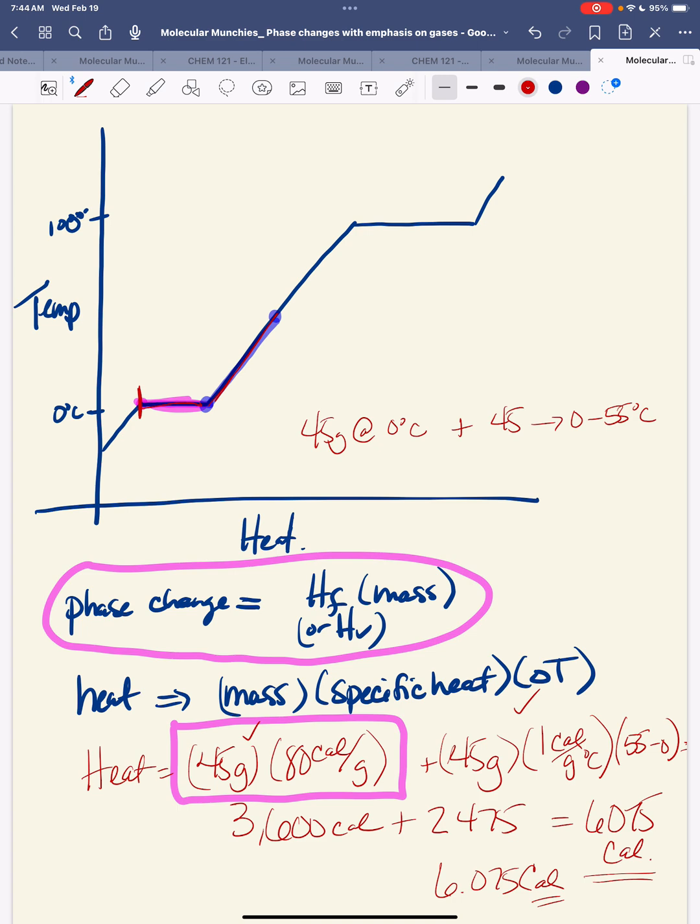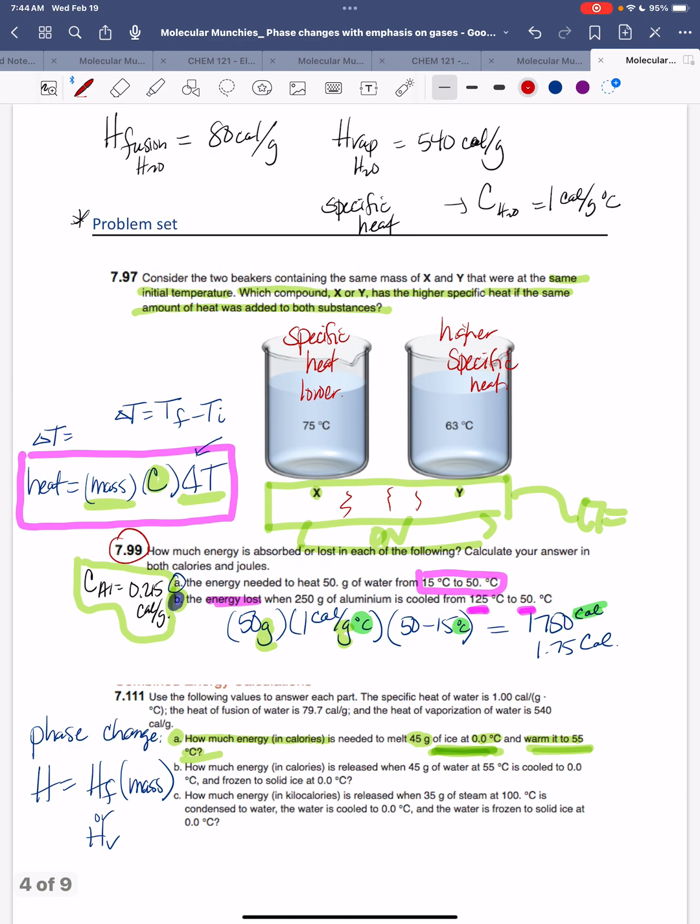So basically, I'm going to leave you to it. I'm going to let you guys work on this one and this one. Just remind yourself that in this question, it says how much energy is released. We're taking that water and we're cooling it back down. Interesting question. And then this is a hard one right here. You're going to take that steam, you're going to condense it. So you have to take steam, condense it at 100, and then cool the water to 0, and then the water is frozen into ice.